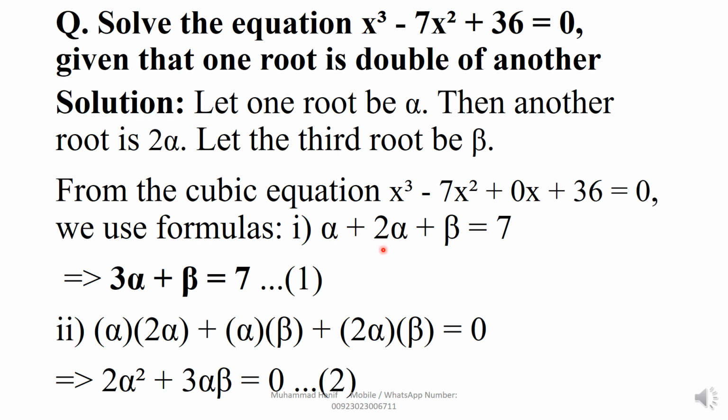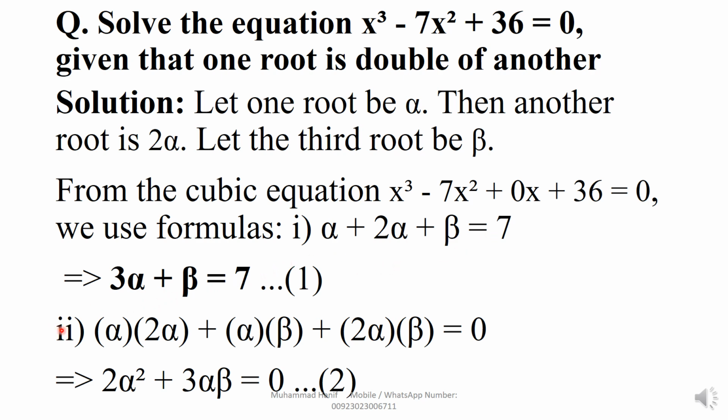Now you can see we can simplify. Here is given alpha and 2 alpha. Then we add both numbers. We get 3 alpha plus beta equal to 7.